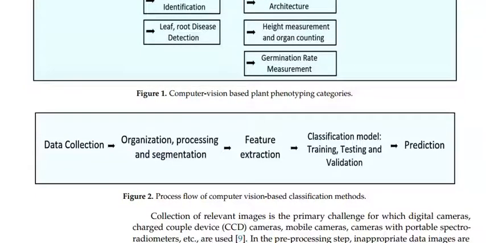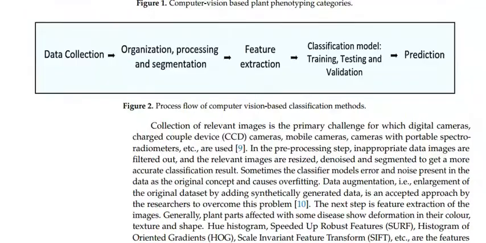In the pre-processing step, inappropriate data images are filtered out and the relevant images are resized, denoised, and segmented to get a more accurate classification result. The next step is feature extraction of the images. Generally, plant parts affected with some disease show deformation in their color, texture, and shape. Classification algorithm learns from the input data features and fits a model which can predict target classes. The whole input data set is divided into training, testing, and validation.